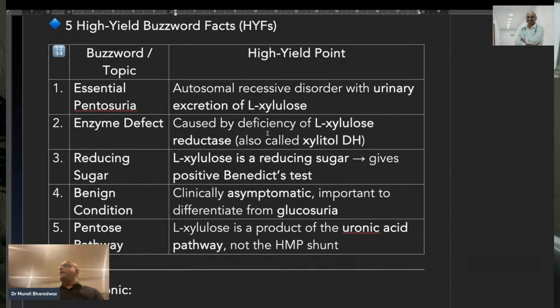Essential fructosuria and fructose intolerance. Compulsory. Galactosemia, different types. Galt deficiency versus another type, galactokinase deficiency. Which of these two is benign and which is malignant, compulsory.